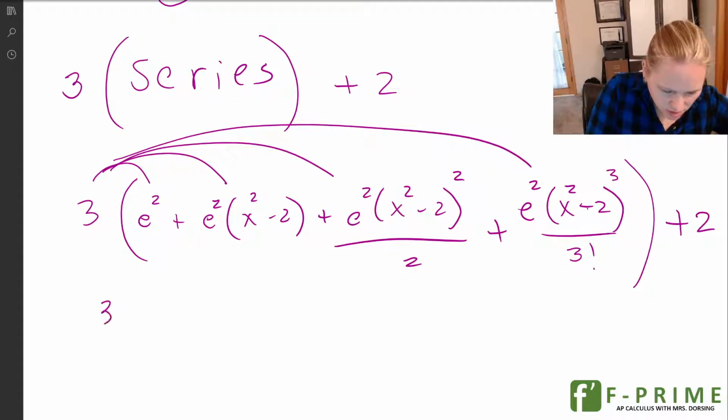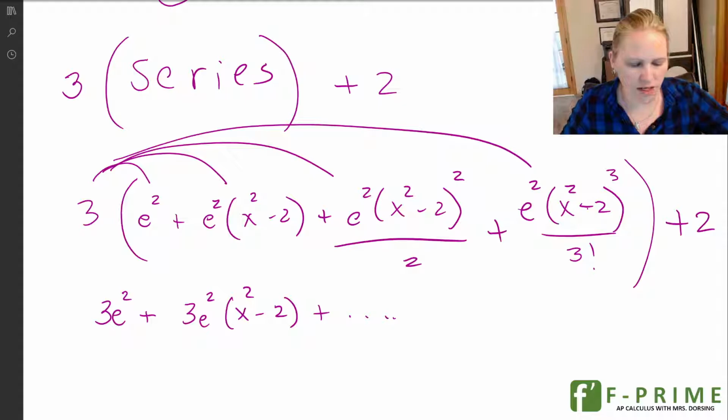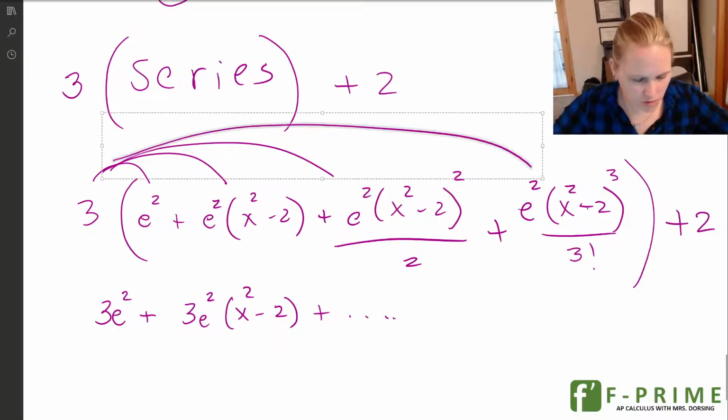And it turns into 3e squared plus 3e squared times x squared minus 2 plus and so on, and then you add 2 onto the end. It's literally as easy as manipulating the series. So you can see what a powerful tool these are.